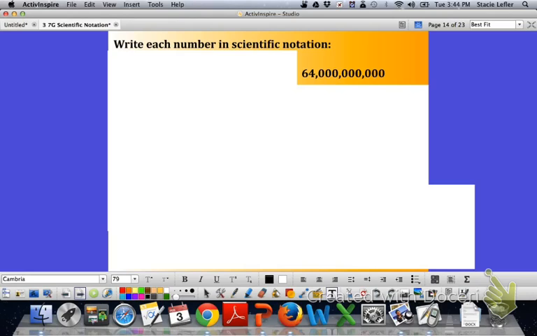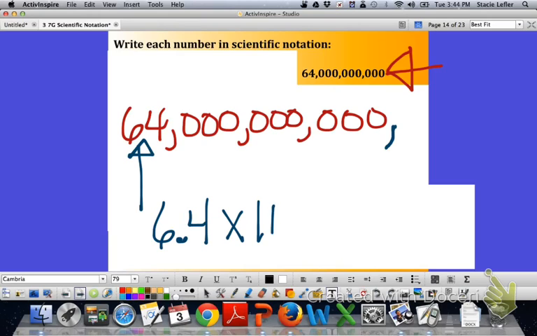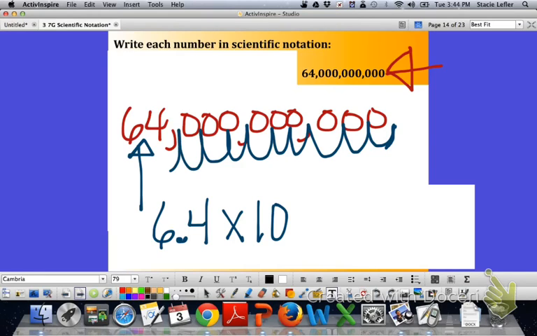Okay, you're going to try this one. Take the standard form and write it in scientific notation. Remember to pause the video. Okay, so we're going to take that decimal that's at the back end and we're going to move it all the way so it's behind the 1 leader in the front. So it's 6.4 times 10 to the something. 6.4 times 10 to the power of, and we'll count to find out. 1, 2, 3, 4, 5, 6, 7, 8, 9, 10. 10 to the power of 10.